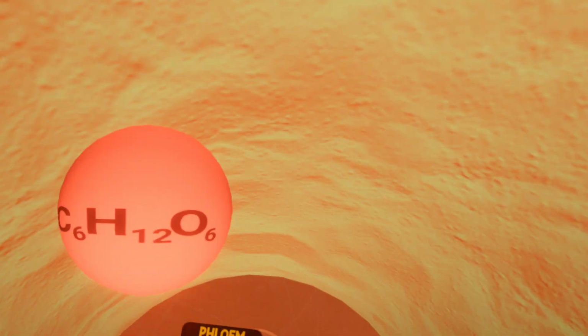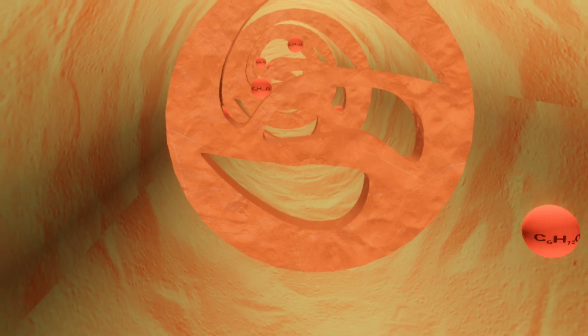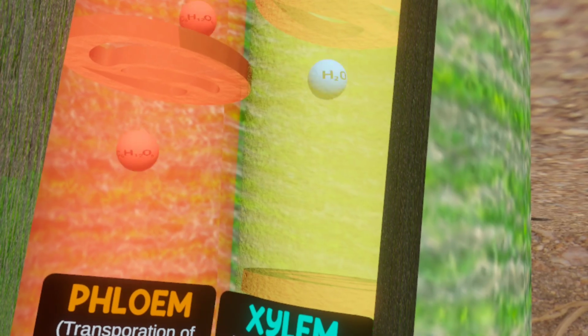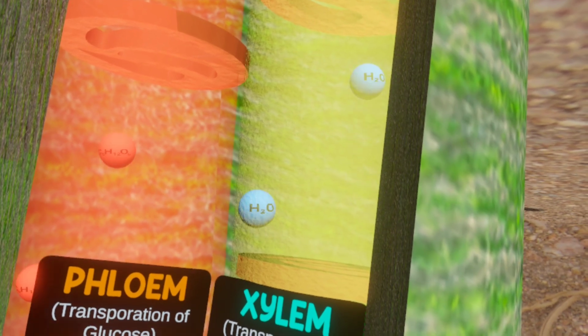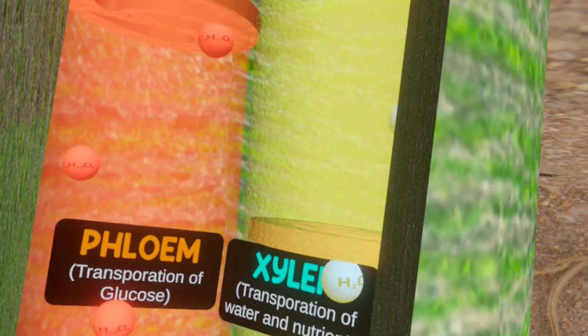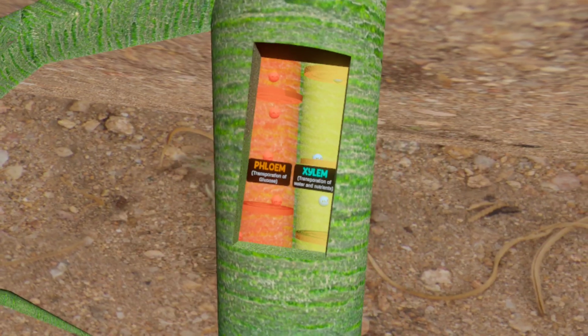This synthesized food, primarily in the form of glucose, is transported to various plant parts via another vascular tissue called phloem. This process, known as translocation, ensures that essential nutrients reach every part of the plant, including roots, fruits, seeds, and growing organs. Besides the products of photosynthesis, the phloem transports amino acids and other substances.